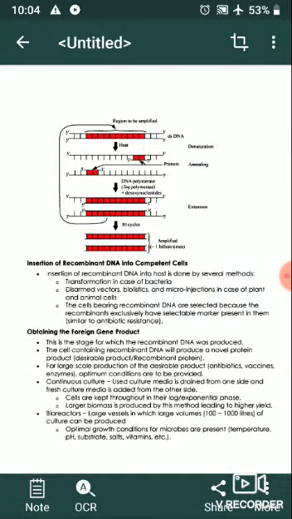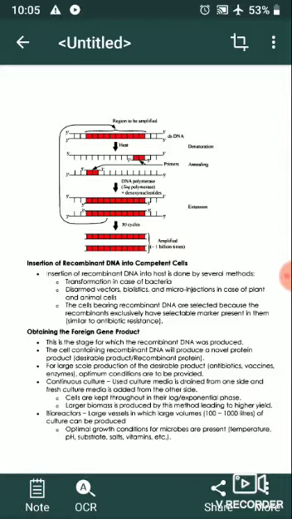Obtaining the foreign gene product. This is the stage for which recombinant DNA was produced. Cells containing recombinant DNA will produce the protein product.